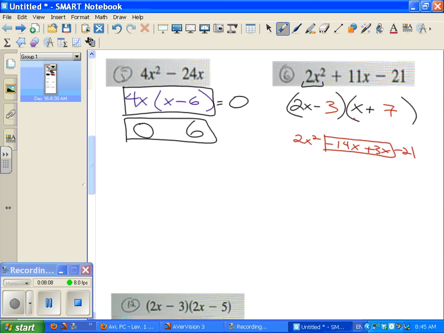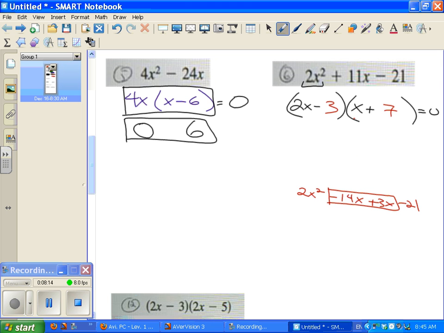Okay, and that's what I would have if the directions just said factor. What if I said equals 0? Now what are my answers? Negative 7. What's going to make this one 0? 3 halves. Good. I'd have to add 3 to both sides. 2x equals 3, divide by 2, x equals 3 halves. So 3 halves and negative 7. Yep. So I could have easily turned that problem into a solve instead of just a plain old factor.